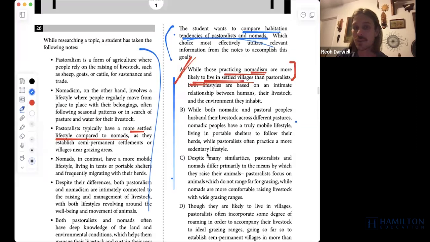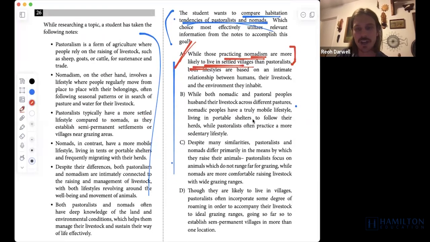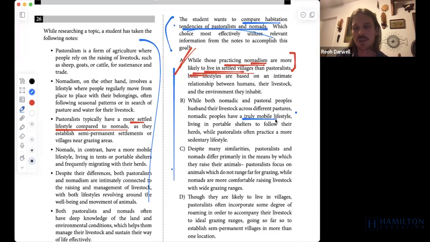Okay, B is correct. We know this, right? Here, we see a little bit of a different habitation, right? We see truly mobile lifestyle and portable shelters, which we see right here. And then pastoralists with a more sedentary lifestyle right here. Now, sedentary is a word that you'll need to know to get this question right. Another example of why learning vocab is helpful.